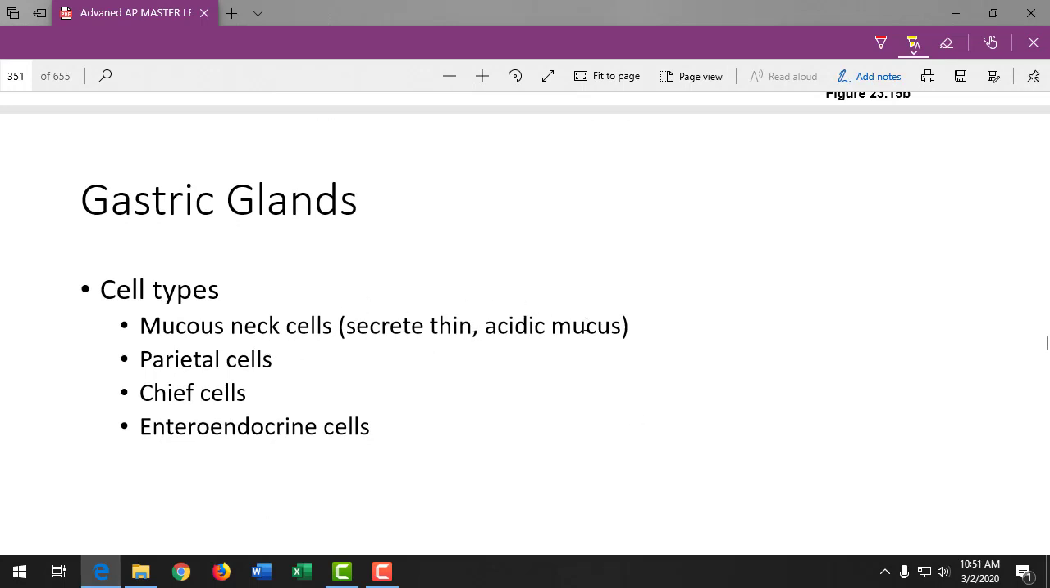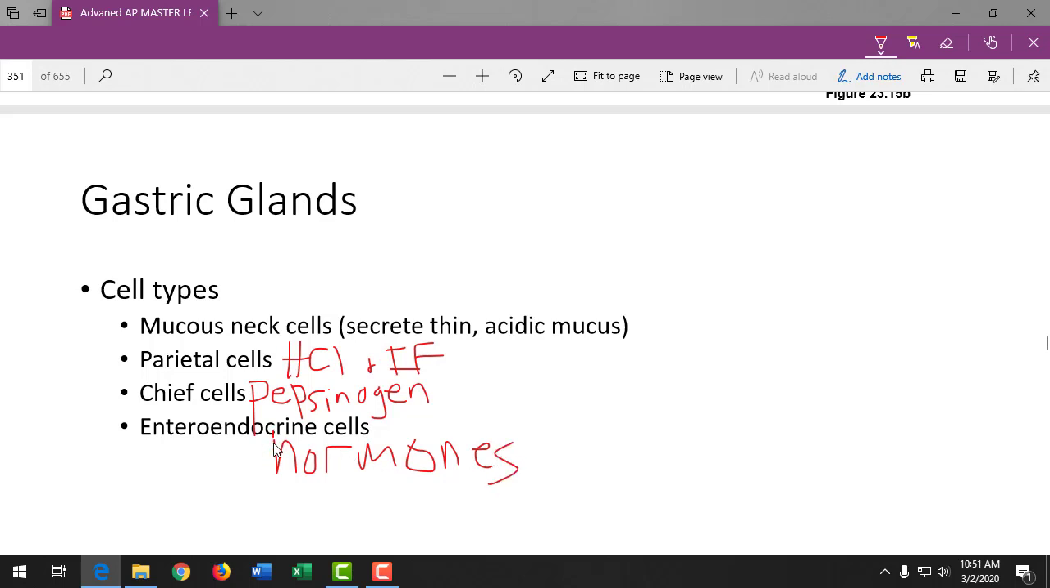So the neck cells, thin acidic mucus. Parietal cells, their job is to secrete hydrochloric acid and another substance called intrinsic factor. We'll just abbreviate it IF. So hydrochloric acid and IF. Chief cells, their job is to produce pepsin, with the help, pepsinogen is what they produce, and then that turns to pepsin with the help of hydrochloric acid. And the enteroendocrine cells secrete hormones, which we will list in a future slide here. So they all have different jobs. We're going to go through each cell and talk about what the jobs of those secretions are.